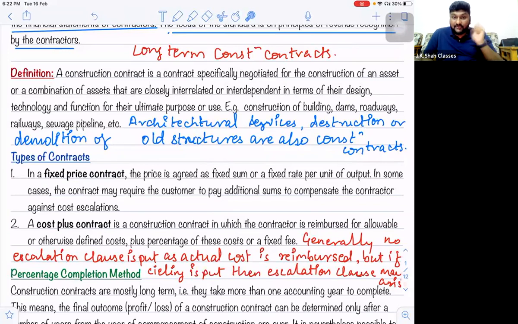Right? But in a cost plus contract, whatever actual cost is incurred is reimbursed plus certain profit margins. But here also ceilings can be put. Because what will happen? Unnecessarily, the contractor may incur higher cost, because the higher the cost, the higher his profit margin, because profit margin is a percentage on the cost incurred.